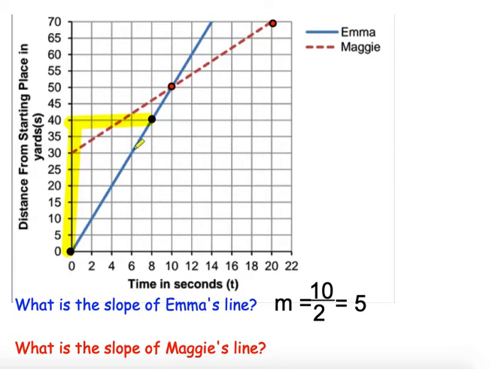Maggie's slope. Take a second, use your whiteboards and try to find out what you think Maggie's slope is. Raise it, hold it up, and I'll say yes or no.